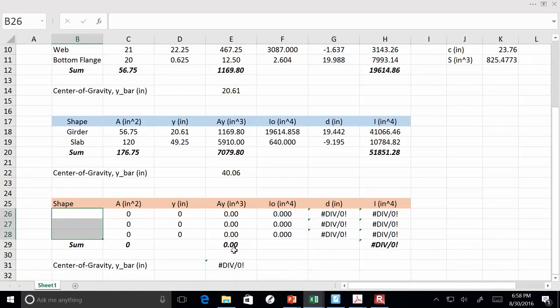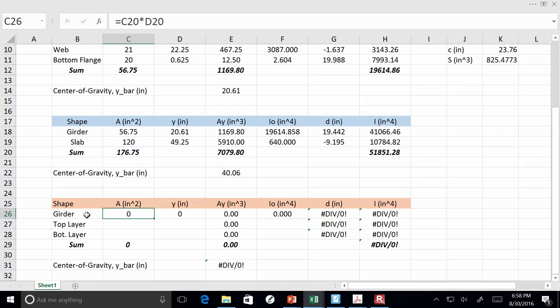Let's start off with the girder. Okay, so we've got three shapes. We're going to have the girder, we're going to have the top layer, a little dark here under this screen, and the bottom layer. Okay, I'm going to delete this, delete that. Okay, so let's start off with the section properties for the girder.